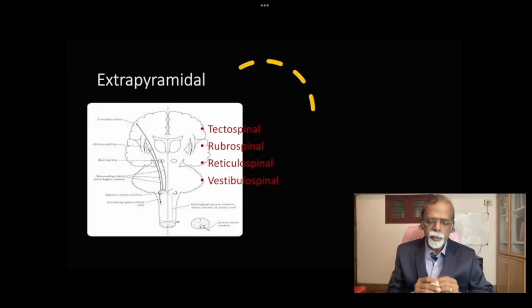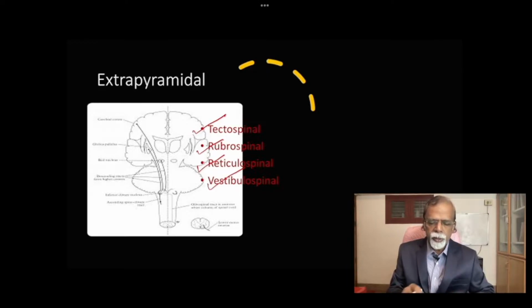Now the extrapyramidal tracts, as mentioned, are not passing through the medullary pyramids. The main ones are, one arising from the tectum, that is the superior colliculus in the midbrain. They are called the tectospinal tract. From the red nucleus of the midbrain, that is the rubrospinal tract. In the pons and medulla, from the reticular formation, tracts are descending; they are the reticulospinal tract. And from the medial and lateral vestibular nuclei, tracts are arising; they are the vestibulospinal tract. So these are the major extrapyramidal tracts.